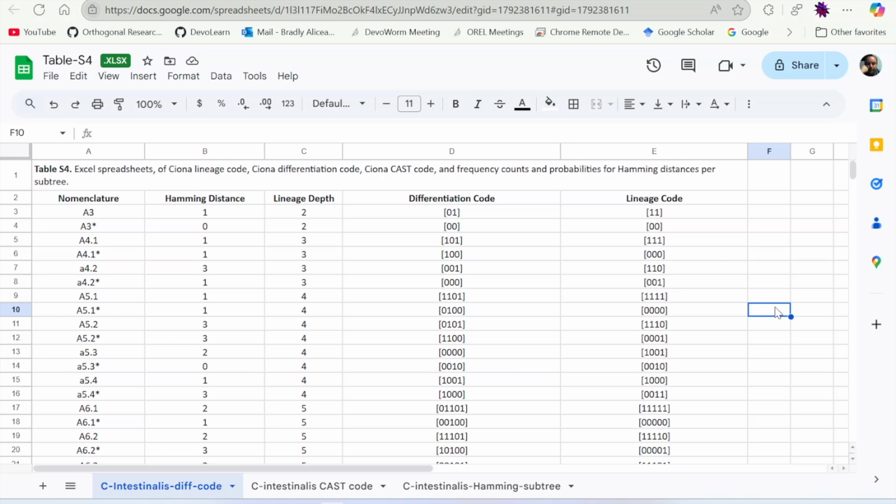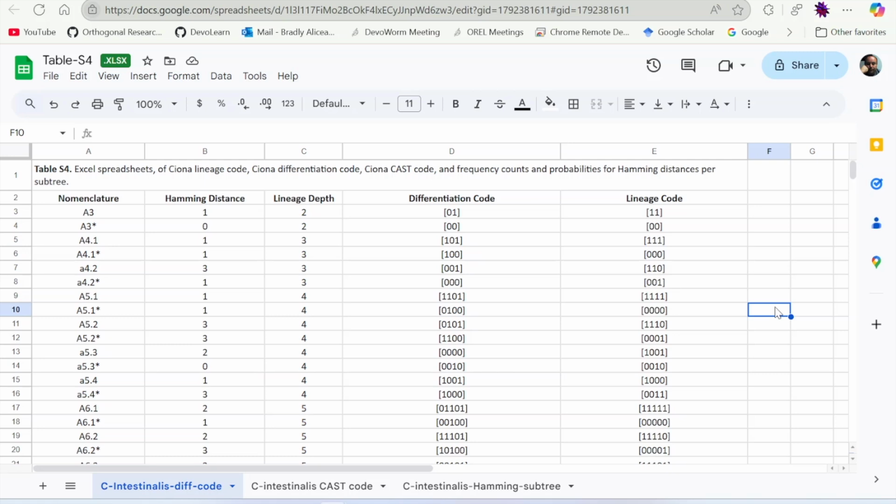This work on differentiation code is based on Richard Gordon's work on differentiation trees and differentiation codes, basically reorganizing the lineage tree so that you have tissues of different sizes resulting in different parts of the tree. So you're basically reorganizing the tree by some significance criteria. And so that's the difference between the differentiation code and the lineage code.